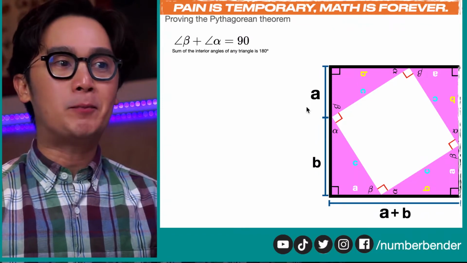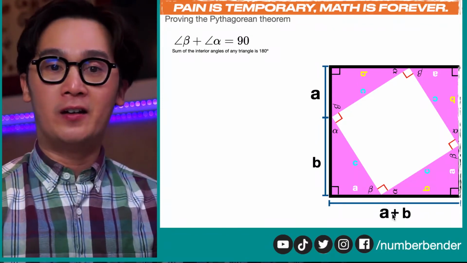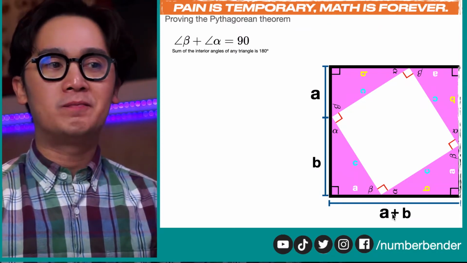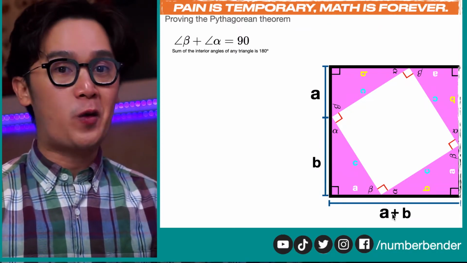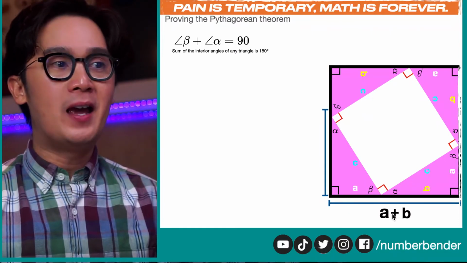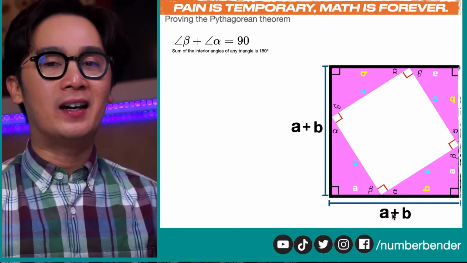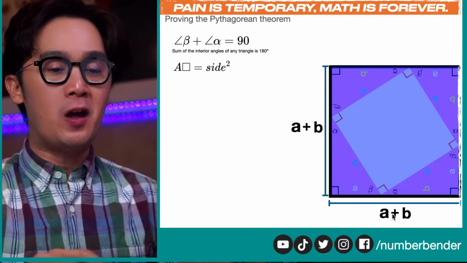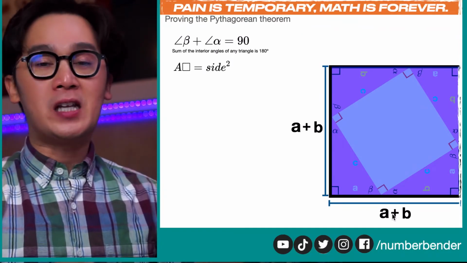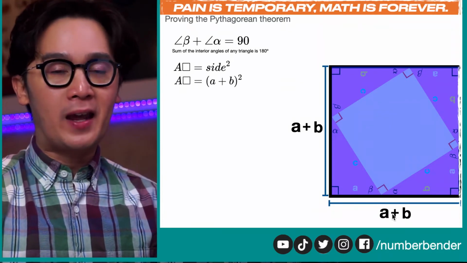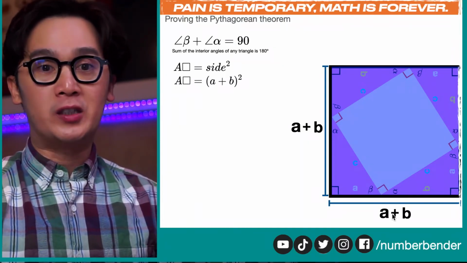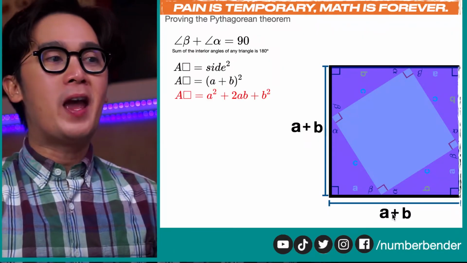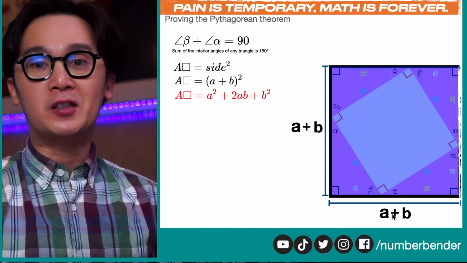So if this is a plus b, the other side of our square is also a plus b. And now that we know the sides of our square from our right triangle, let's find the area of that square using the formula of a square, which is equal to side squared. Side being a plus b, and by squaring it using our special product, a plus b times a plus b is equal to a squared plus 2ab plus b squared.